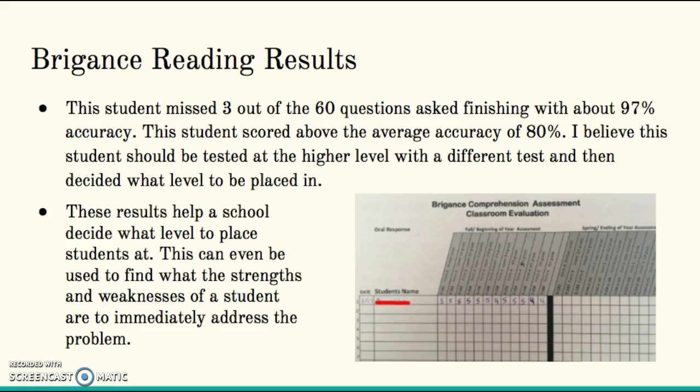The results I had for the student I tested, they missed 3 out of 60 questions, finishing with a 97% accuracy. The student scored above the average accuracy of 80%. I believe the student should be tested at a higher level with a different test and then decide what level to be placed at from there. Their results can help the school decide what level to place the student at, where they need more work, where their understanding kind of lacks. So this can help find their weaknesses and strengths and help address the problem immediately.